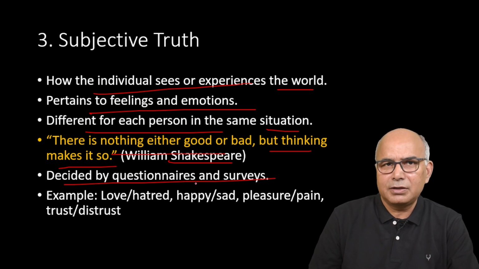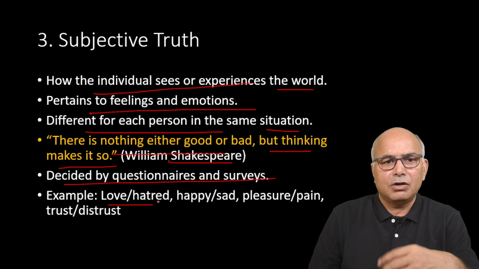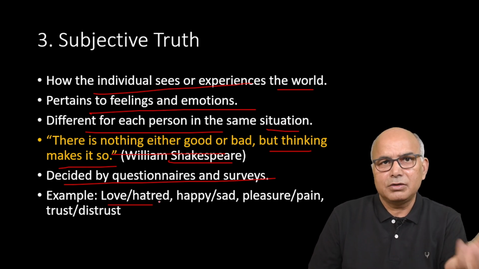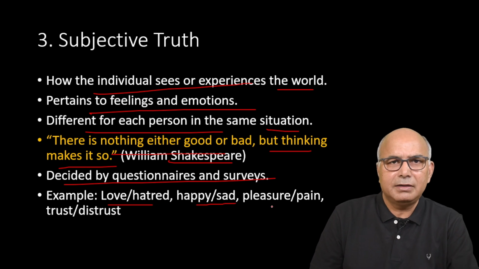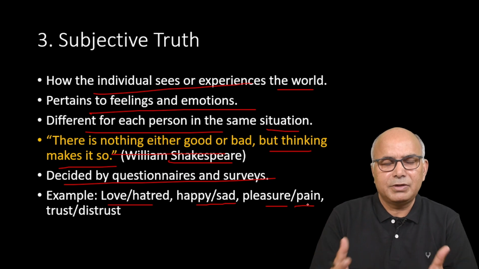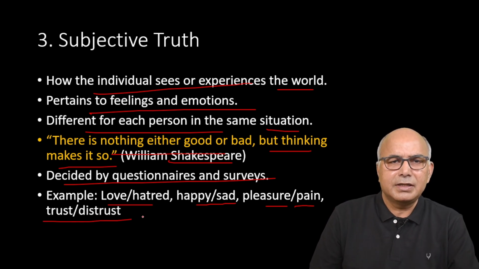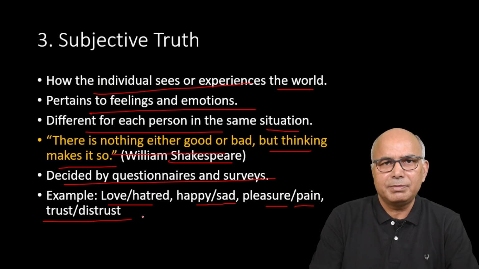And what type of truths are decided here, like love and hatred, whether you love a particular person or hate a person, or you hate a policy or you love a policy, happy, sad, or something which gives you pleasure, something which gives you pain. The same thing can give pleasure to one person and pain to another person. Trust and distrust, all those things which are basically pertaining to emotions, those fall in the ambit of subjective truth.